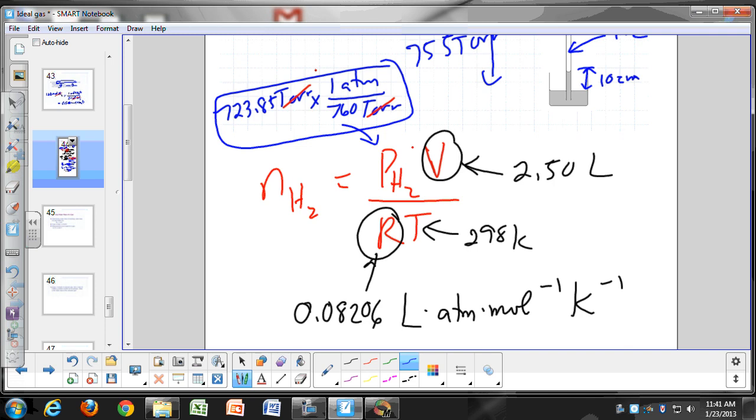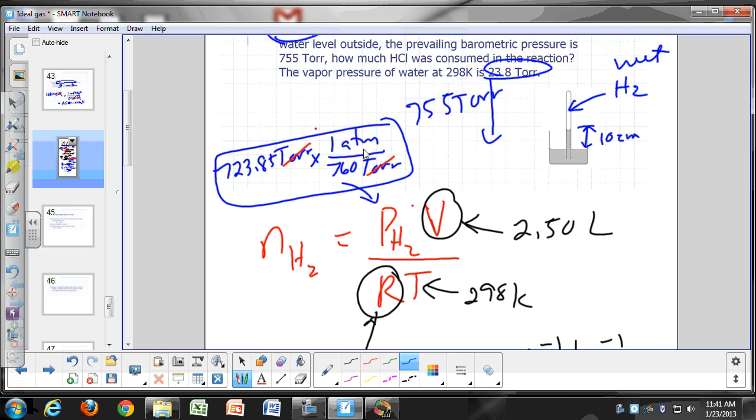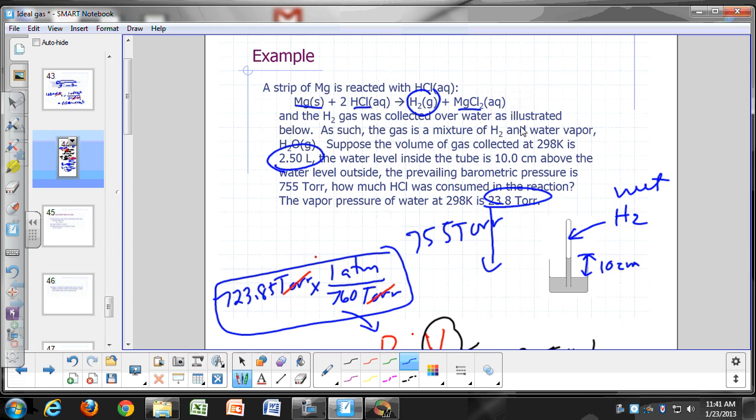Once you know your moles of H2 produced, how do you get moles of HCl consumed? You go back to your balanced equation. 1 mole of H2 comes from 2 moles of HCl. So whatever moles of H2 you have, you multiply by 2, you get your moles of HCl. Okay.